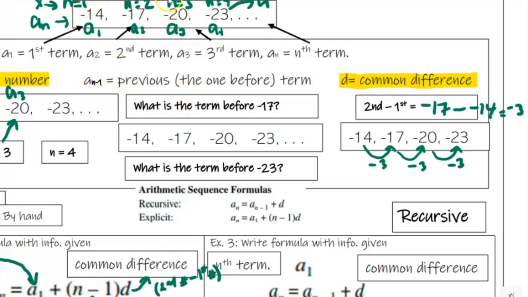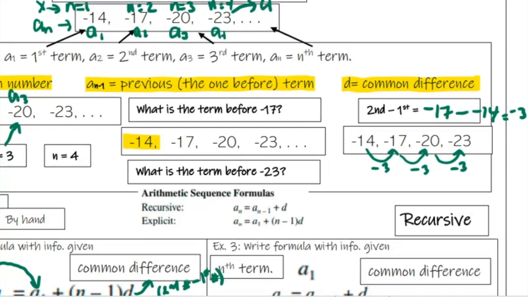So the only new thing right now that we do need to define is a sub n minus 1. And all that means is, remember, a sub n is my nth term, and the one before that is a sub n minus 1. So it is the previous term, the one before. So what is the term before negative 17? That's another way of saying a sub n minus 1. So the one before that is what? Negative 14. Go ahead and pause the video, and do what is the term before negative 23. Okay, write an answer right here.